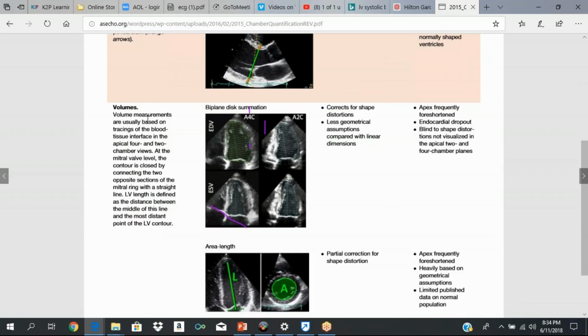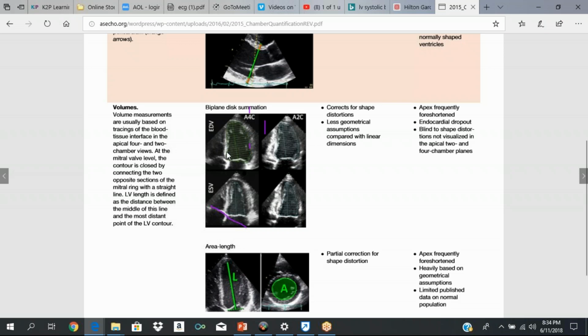With two-dimensional echo, we're just going to teach the two-dimensional echo. Three-dimensional echo has different sets of rules. You can use your apical 2 or apical 4 chamber view. This is the biplane method of disks, or the modified Simpson rule. In diastole, when the heart is fully expanded, you're going to trace the endocardial border.